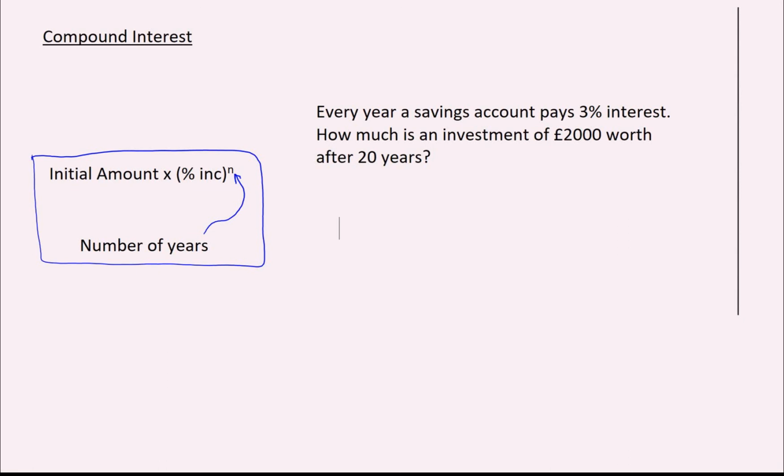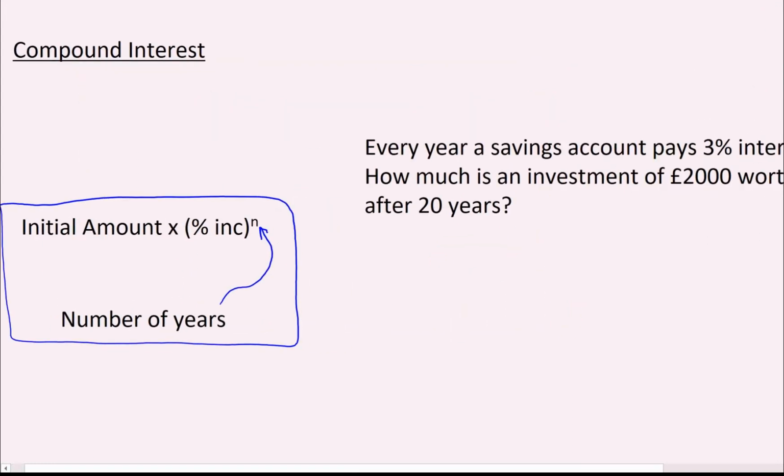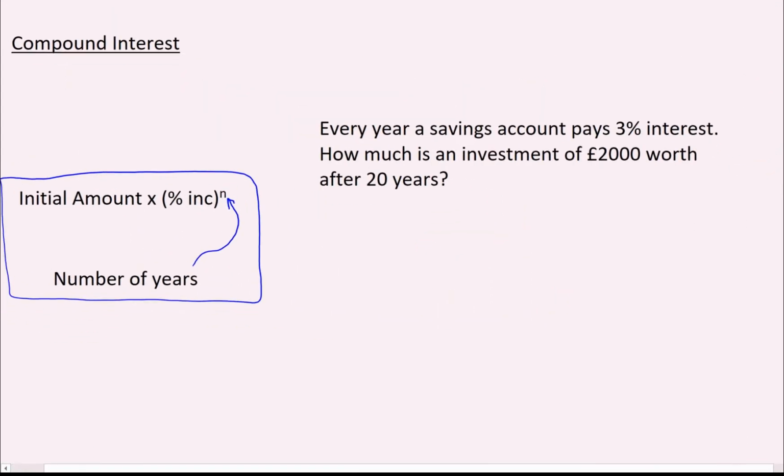And that gives our formula that we can use for compound interest. So the initial amount times by the percentage increase to the power of n, where n is just a number of years. So here, each year a savings account pays 3% interest. How much would an investment of £2,000 be worth after 20 years?